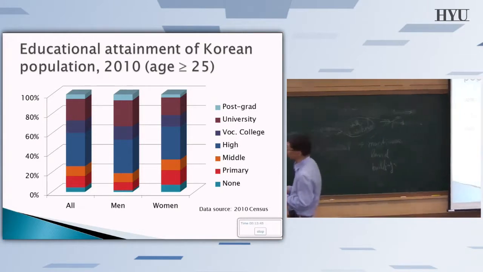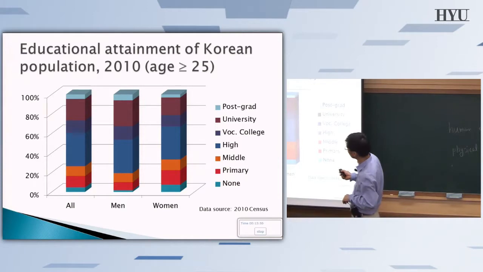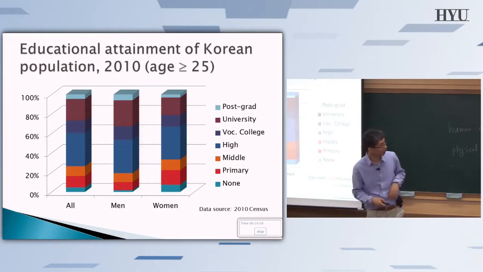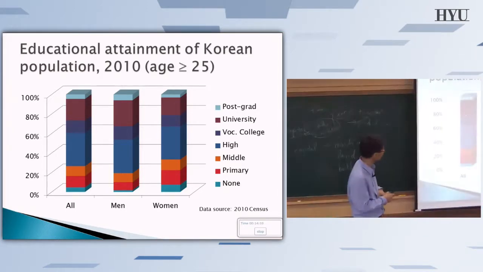And as you can see, up to high school, it's a little less than 60%. And then around about 50%. So we have about 50% of people who have high school or lower, and we have about 50% of people who have more than high school education. That's actually a very high percentage.